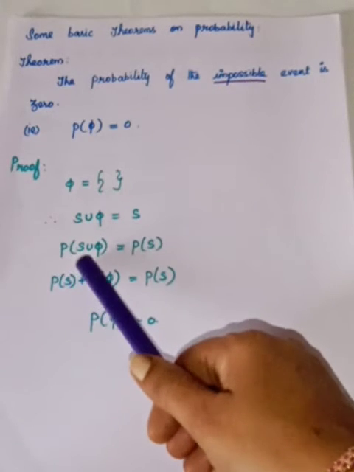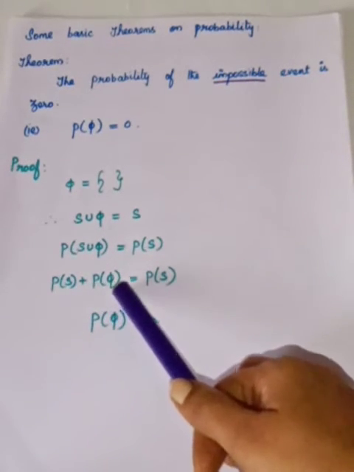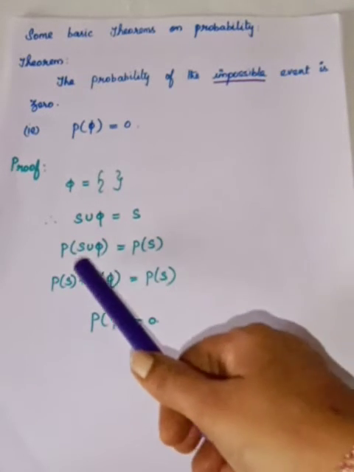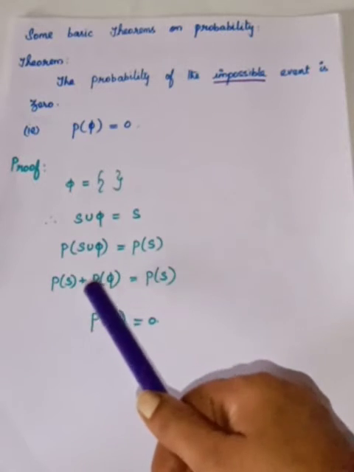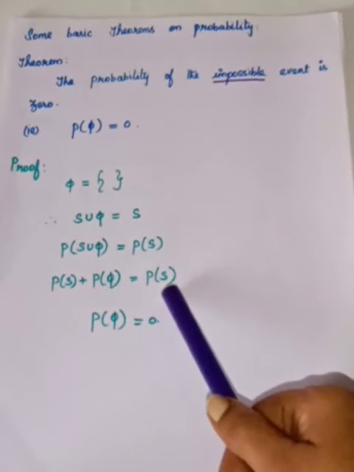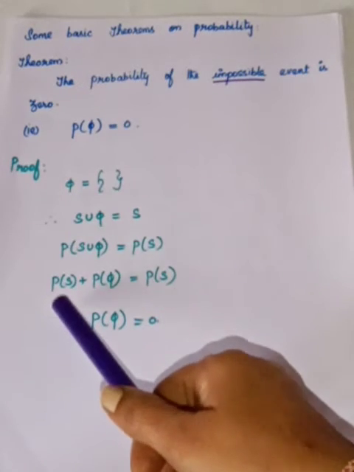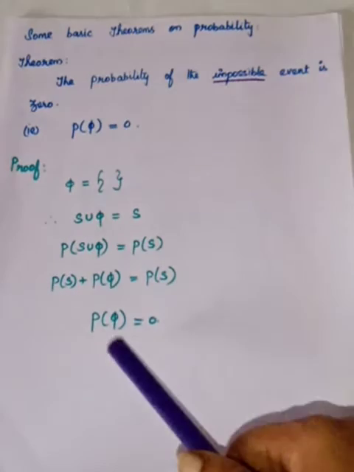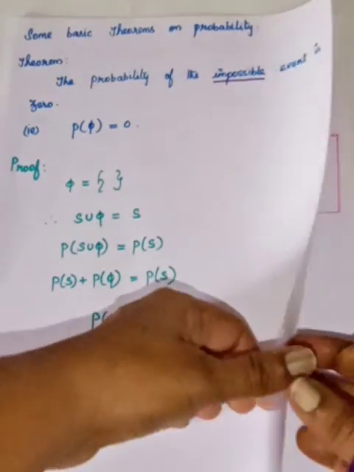If any two events are mutually exclusive, P of S union phi can be written as P of S plus P of phi. There are no events common in sample space and phi. So it is P of S plus P of phi, that is equal to P of S. When you bring P of S to the left side, it is minus P of S, so both get cancelled. The answer is P of phi is equal to 0. P of phi is equal to 0 means the probability of an impossible event is 0.